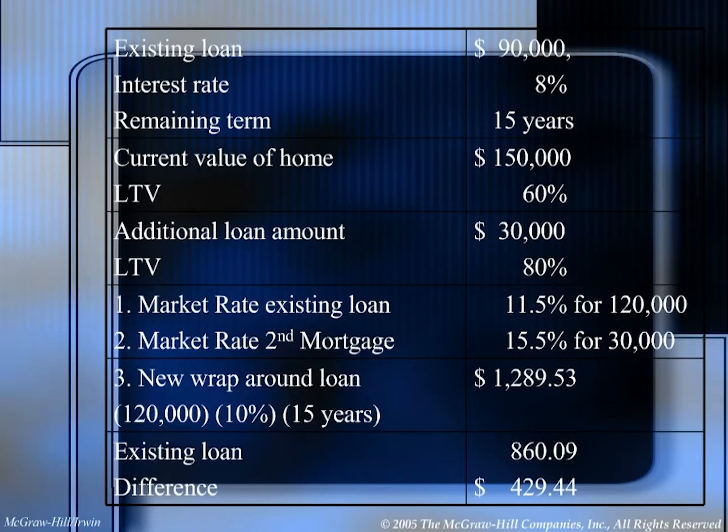So you've got $120,000 that you borrow from the bank, in this case at 10% for 15 years, and you calculate that payment, which we see here is $1,289.53. And then the bank takes that, but they still have to pay off the old loan, whose payment was $860.09, and you'll see that you then have a difference of $429.44.